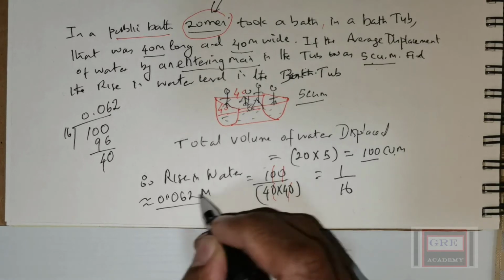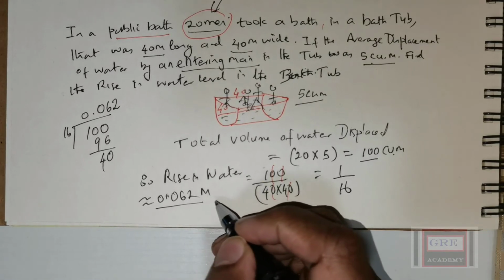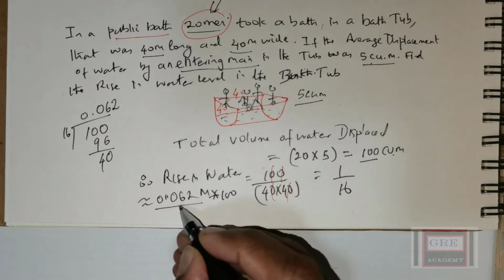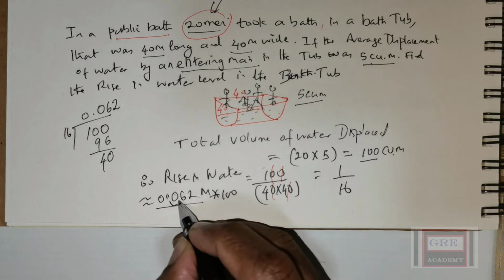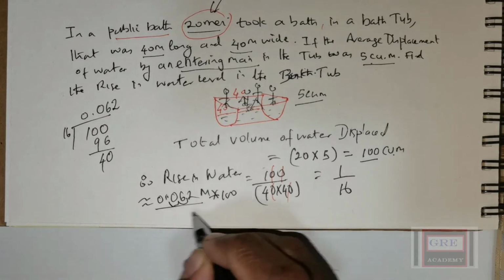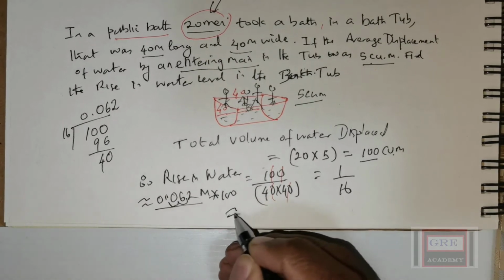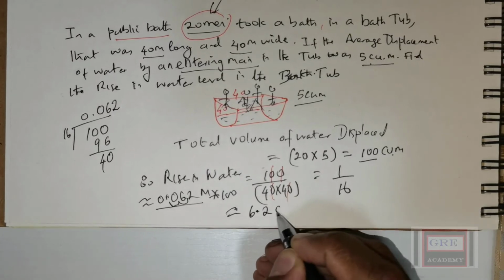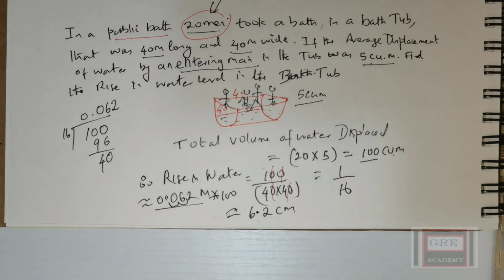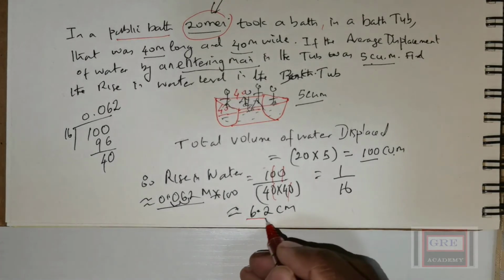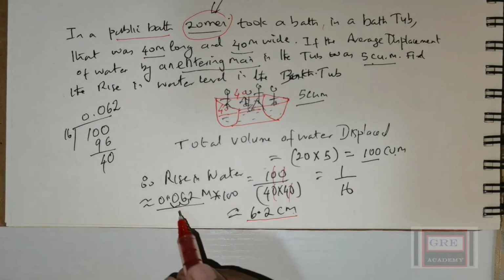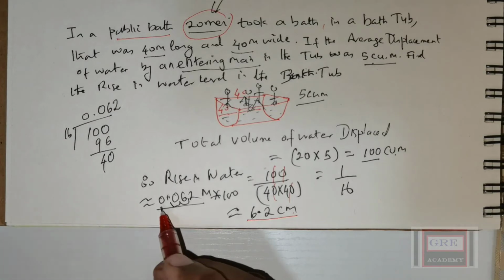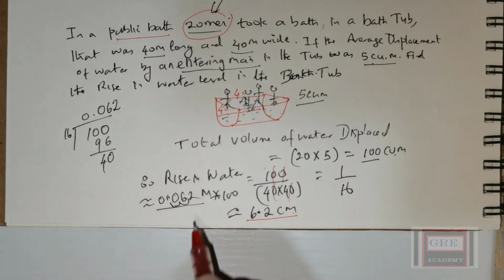So to convert this into centimeters, we need to multiply by 100. If I were to multiply by 100, then I would move the decimal two places. So the solution would be, the approximate rise in water level would be 6.2 cm. This would be the solution in terms of centimeters, and this would be the solution in terms of meters. Depending on what they give you, you have to make the choice.